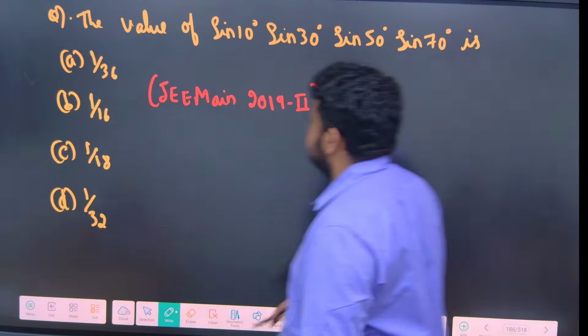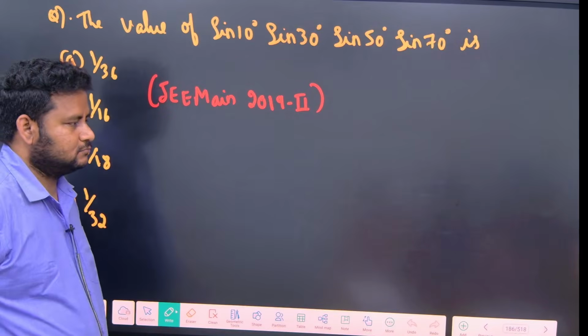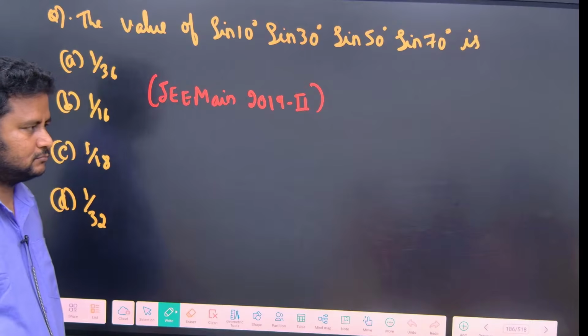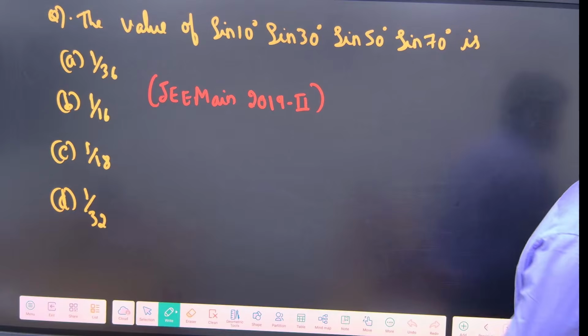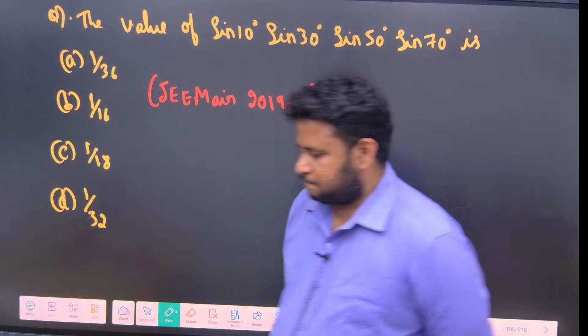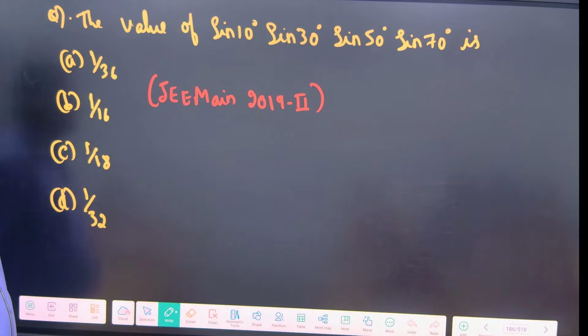Try this question, please, everyone. The value of sin 10 degree, sin 30 degree, sin 50 degree, sin 70 degree. What you will do?